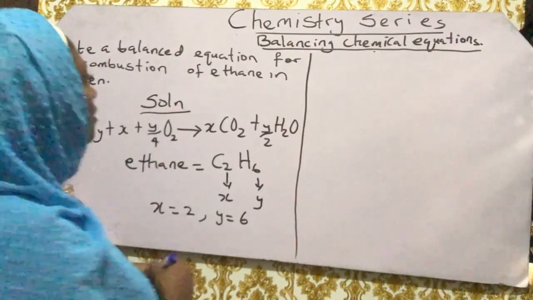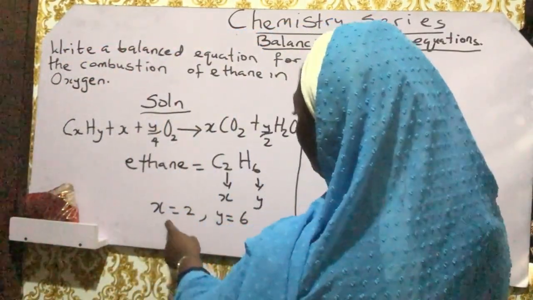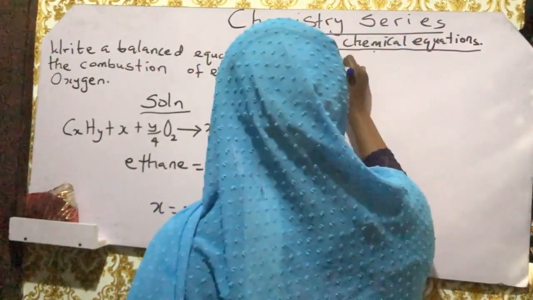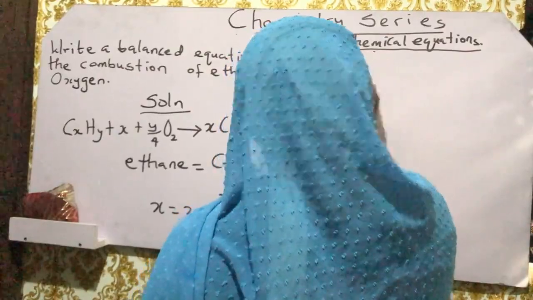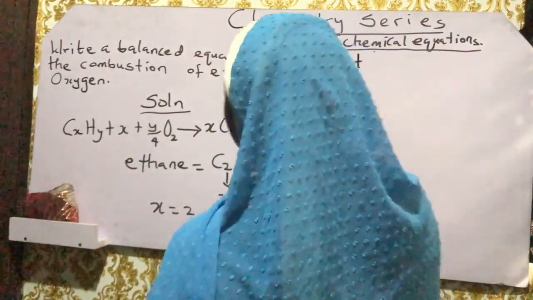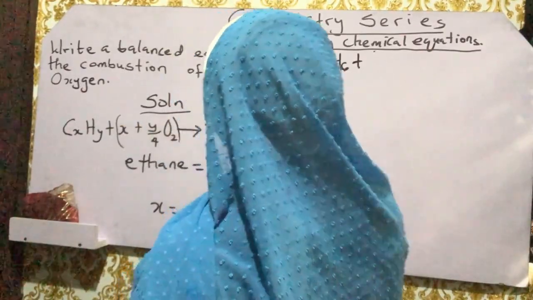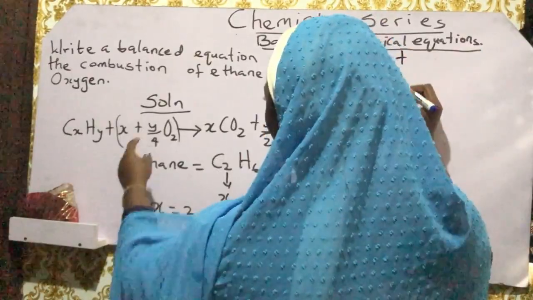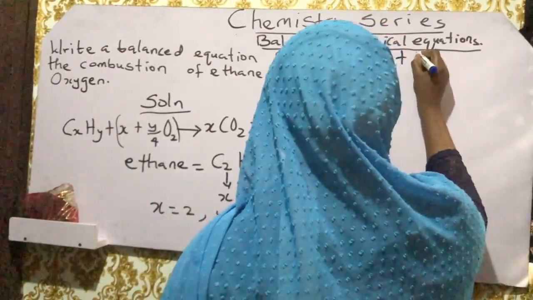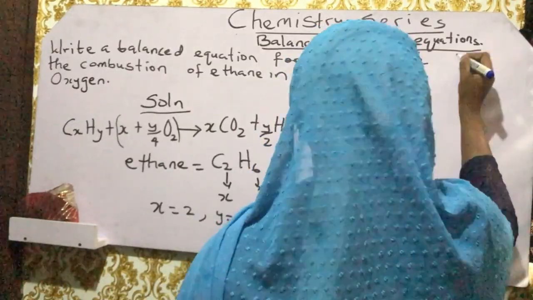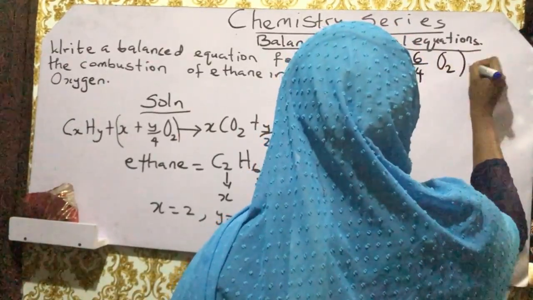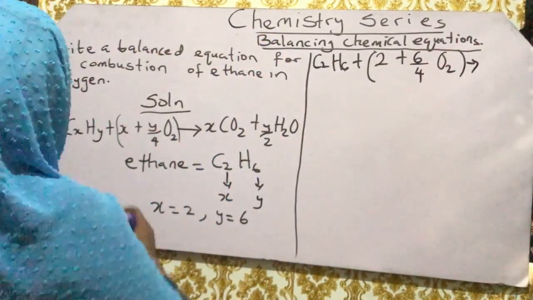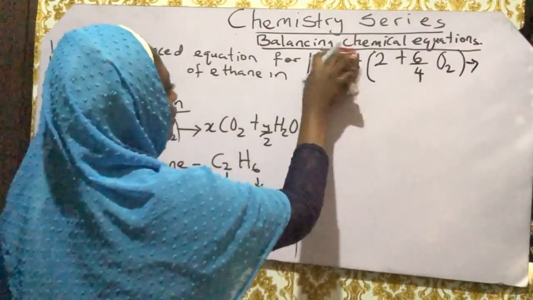So CxHy, that is going to be C2H6, plus x, which is 2, plus y over 4, which is 6 over 4, O2, and arrow to give. Okay, let me just rewrite it and make it smaller.